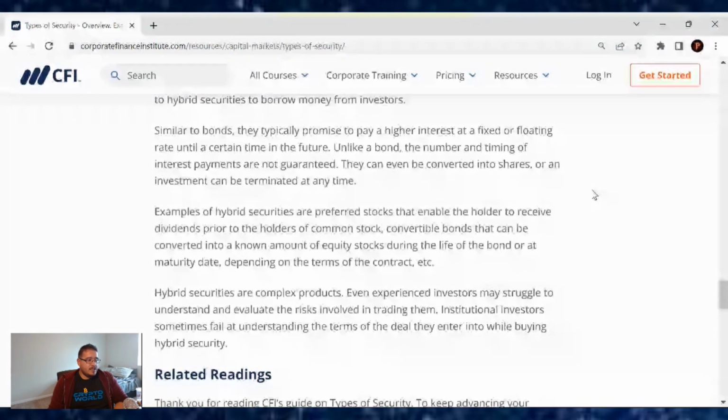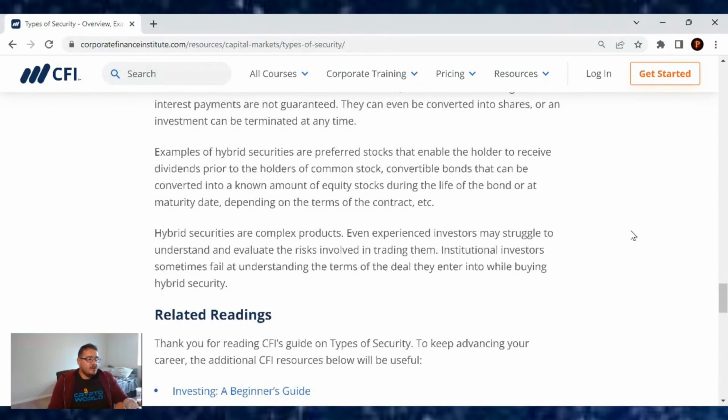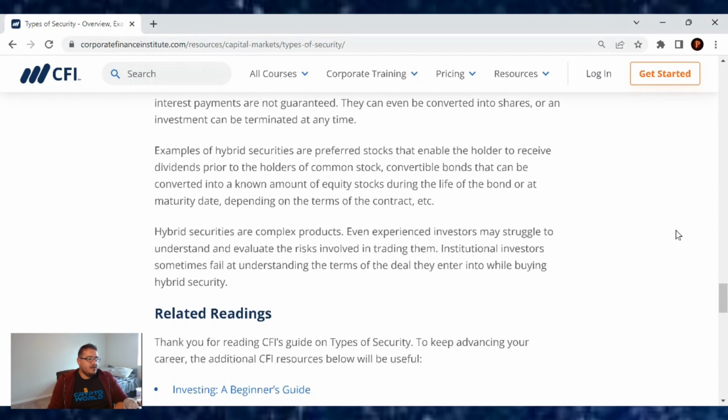Examples of hybrid securities are preferred stocks that enable the holder to receive dividends prior to the holders of common stock, and convertible bonds that can be converted into a known amount of equity stocks during the life of the bond or at a maturity date, depending on the term of the contract, etc. Now, hybrid securities are complex products. Even experienced investors may struggle to understand and evaluate the risks involved in trading them. Institutional investors sometimes fall short in understanding the terms of the deal they enter into while buying hybrid securities.